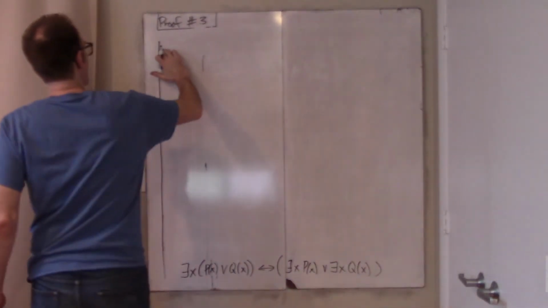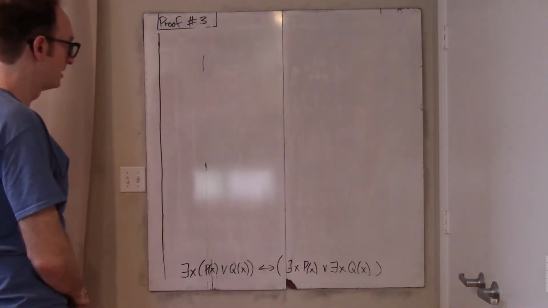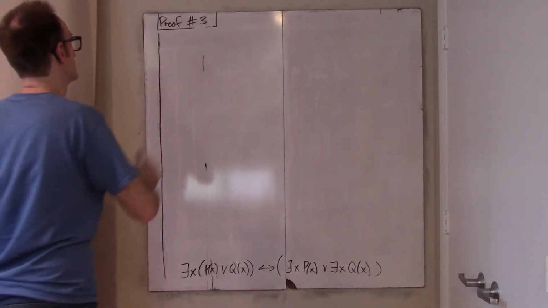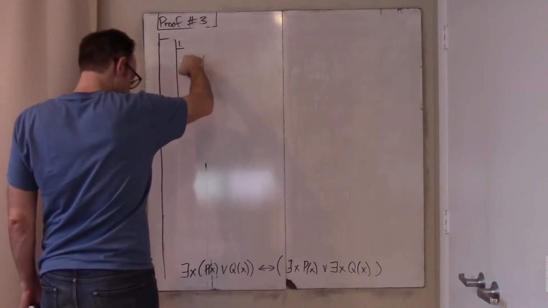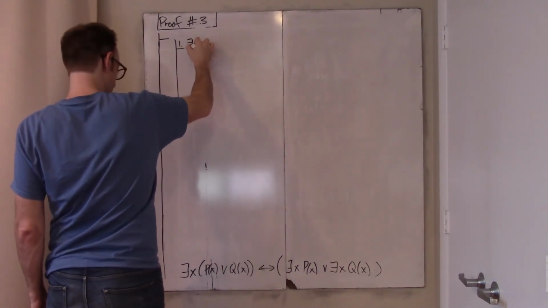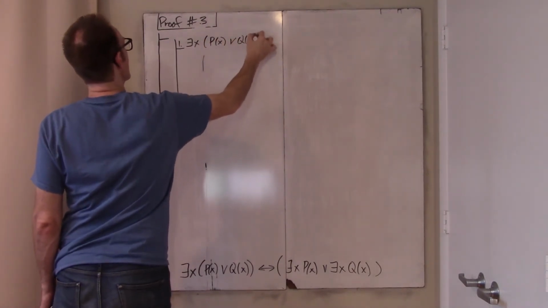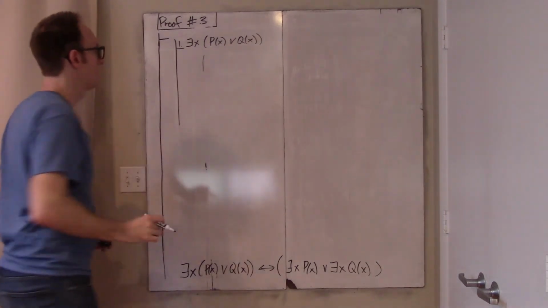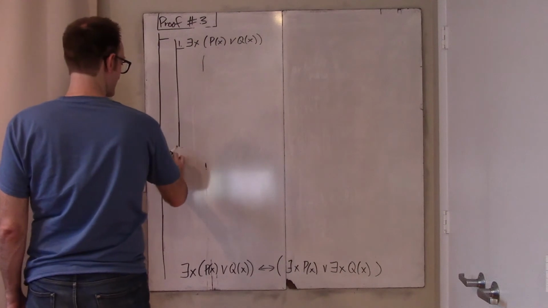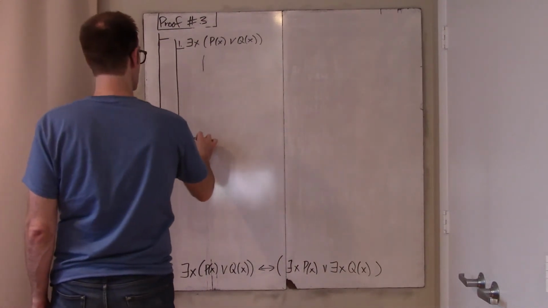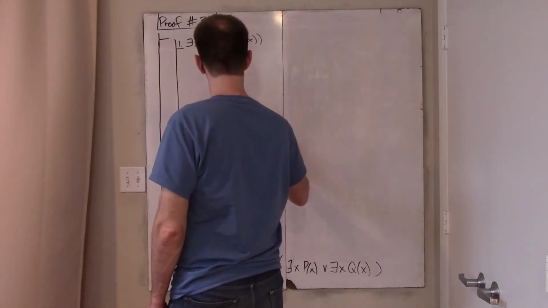Fortunately, because this is a biconditional, I get to lean on my background knowledge, and I'll just do what I do with biconditionals. This is a proof from no premises. So I'm going to start here in line 1 with there exists an x, P of x or Q of x. And now I will try to conclude, halfway down the board, that the right-hand side holds: there exists an x, P of x, or there exists an x, Q of x.